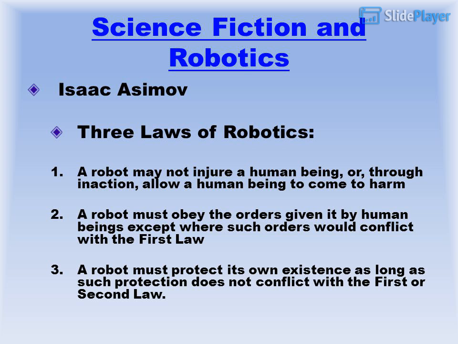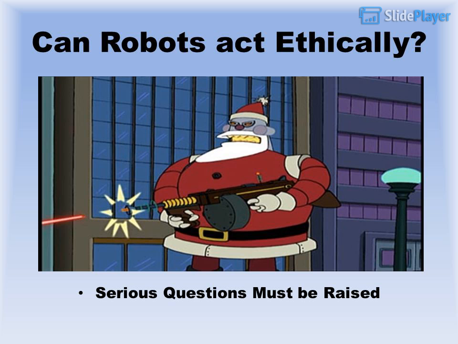Isaac Asimov's three laws of robotics. A robot may not injure a human being, or, through inaction, allow a human being to come to harm. A robot must obey the orders given it by human beings except where such orders would conflict with the first law. A robot must protect its own existence as long as such protection does not conflict with the first or second law. Can robots act ethically?